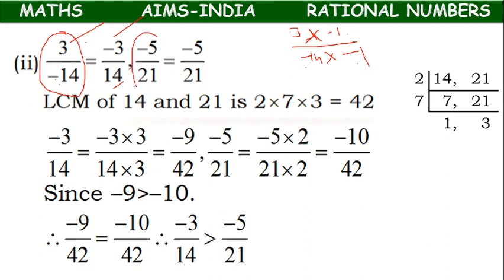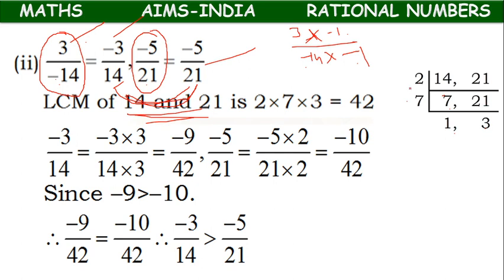In the same way, the second fraction, minus 5 by 21, is in standard form. Now let's compare both denominators, 14 and 21. LCM of 14 and 21. With 2: 2 7 times 14, 21 is not divisible by 2. With 7: 7 1 times 7, 7 3 times 21.